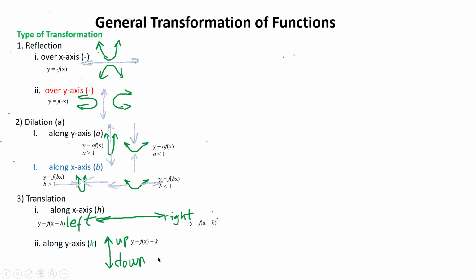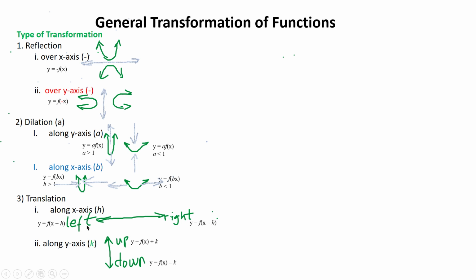Now look at the case of moving down. When the graph moves down, we have y equals f(x) minus k. Again, there is a negative sign here showing that there's a movement of the graph down the vertical axis. A plus sign shows the graph moves up.